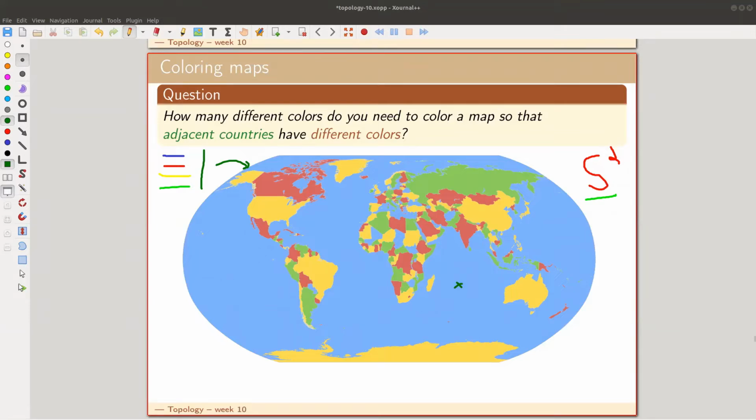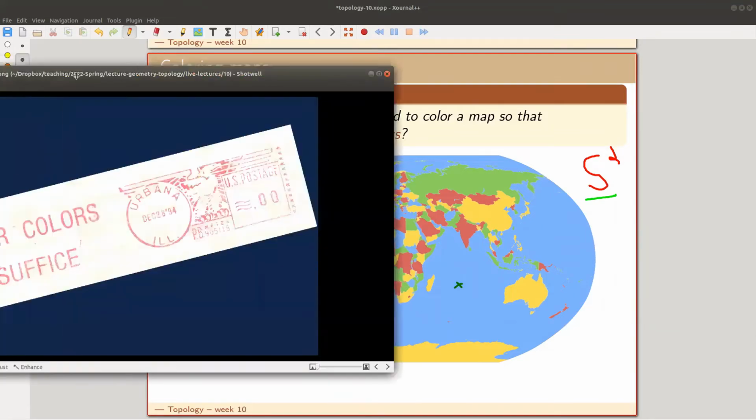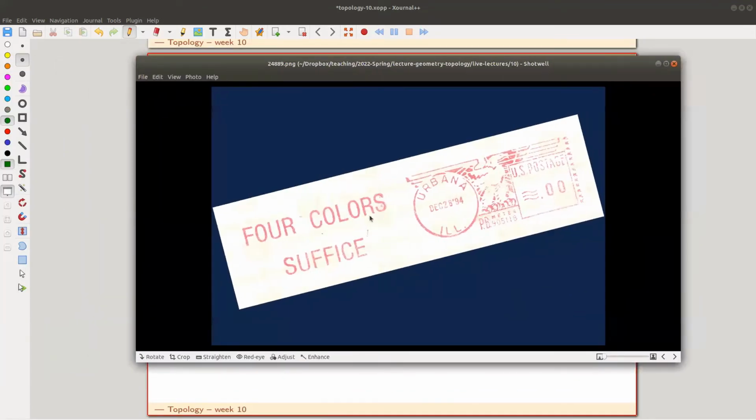And let me pull up the postage stamp again because I like the postage stamp a lot. There you go. It's really one of the most famous theorems in mathematics altogether. The proof is, let's say, not very nice, but we will show in this lecture a weaker version of the theorem, essentially using the Euler characteristic, which is pretty cool.